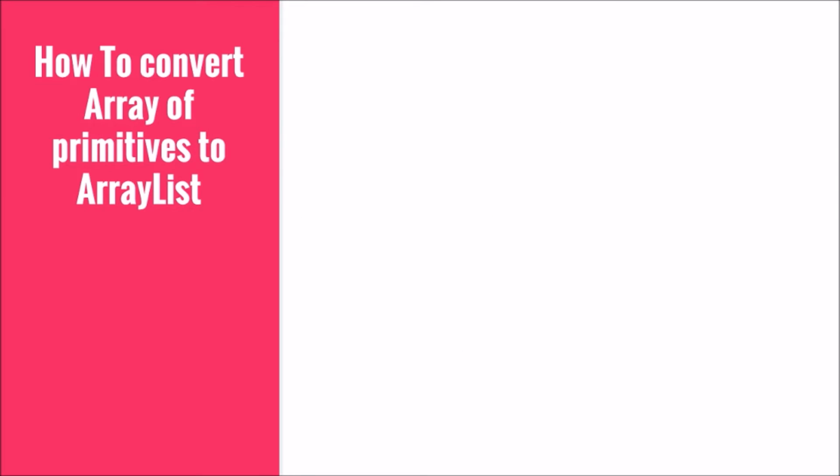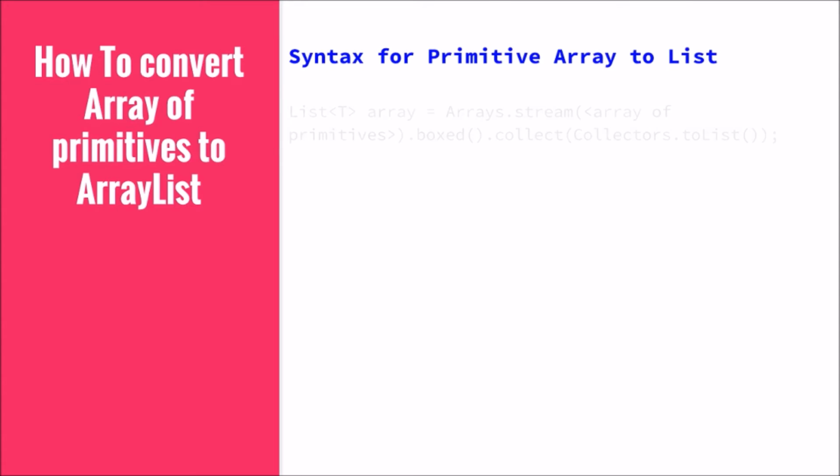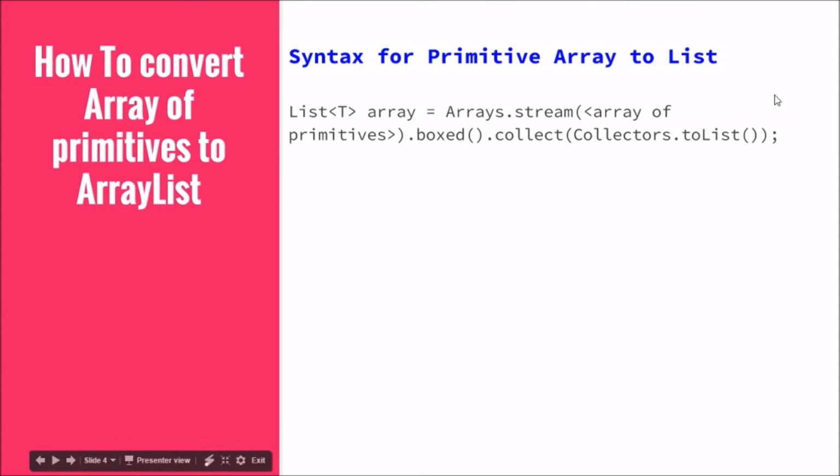Next, let's see how to convert array of primitives to array list. Here we have to take advantage of stream, which has been introduced in Java 8. This is possible only in Java 8. Otherwise, you have to iterate through each of the primitive elements in the array and convert each of them and save them to an array list.